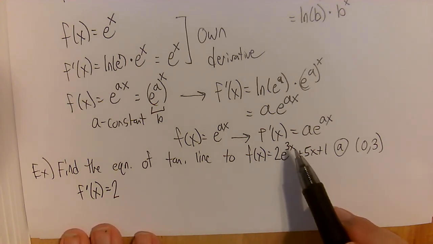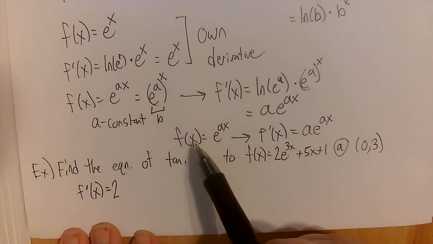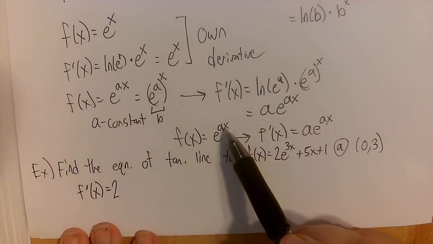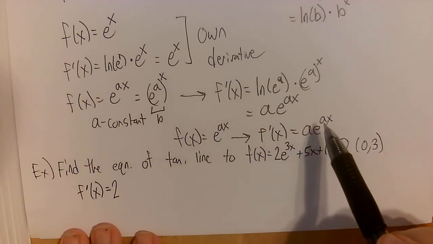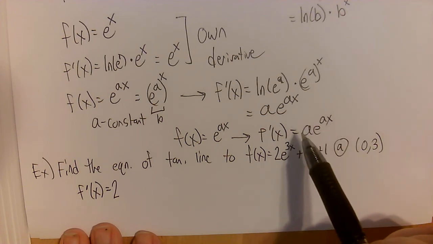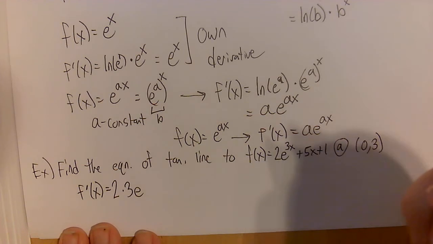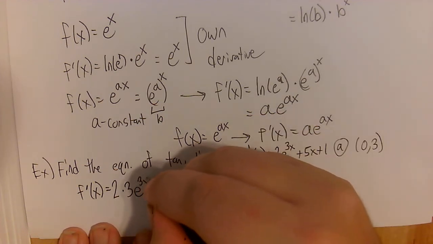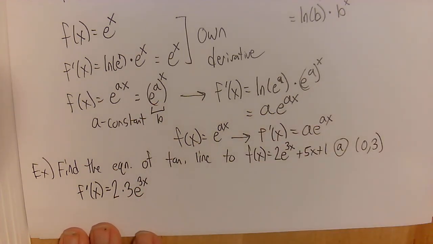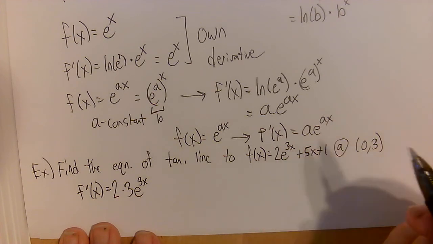e to the 3x. Now we just saw how to deal with this. If we ever have e to a number times x, the derivative will be the same thing, only we put a copy of that number up front. So I'm going to stick a copy of 3 up here, and then I have what I had before, e to the 3x. All right, so we've done the derivative of this part.